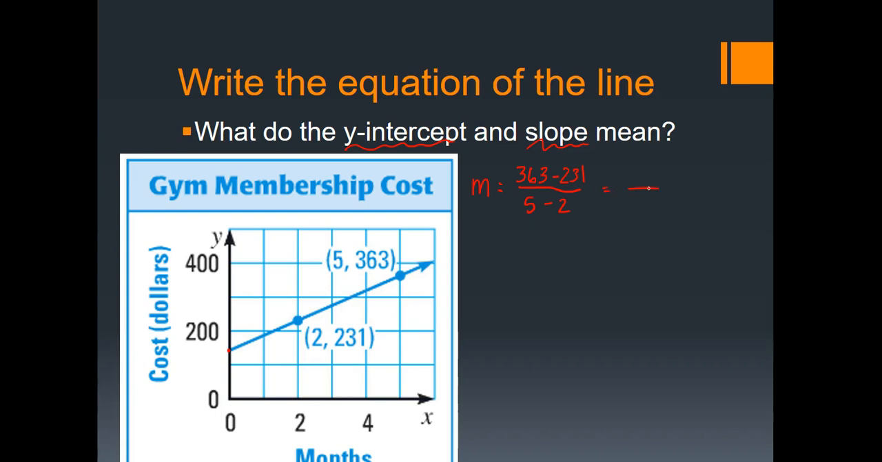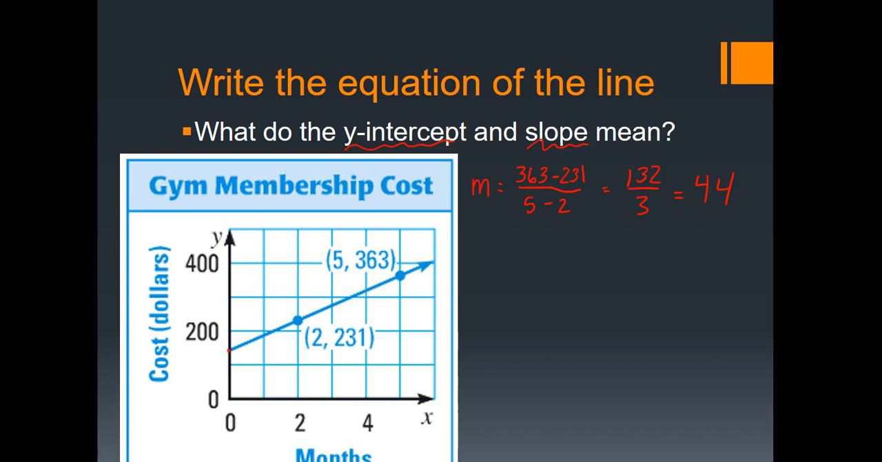So then we can subtract those. 363 minus 231 is 132 over 3. Hopefully that comes out. It does, and we got 44. So my slope is 44.